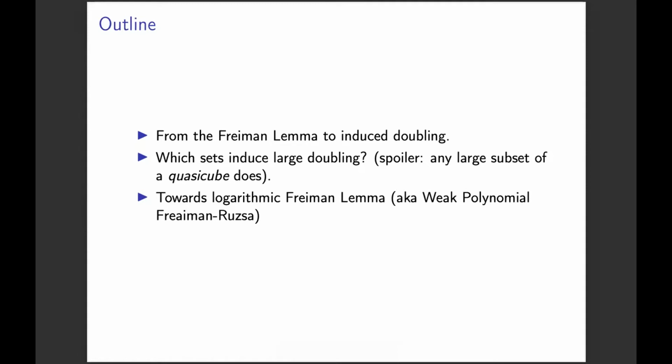And the outline for the talk is the Freiman lemma that many of you may have heard. We are then going to figure out which sets do induce large doubling, so which sets force all the subsets that contain them to have large doubling, and then we go on with the applications to a version of the Freiman lemma with logarithmic bounds and the applications for the sum product.